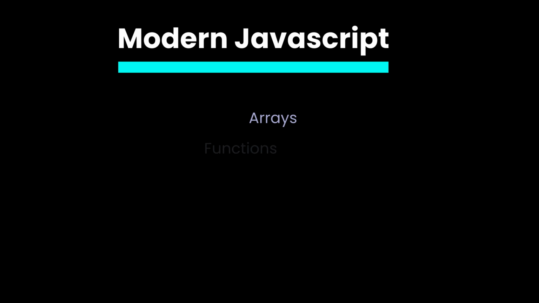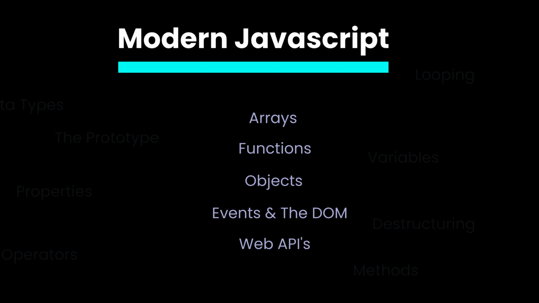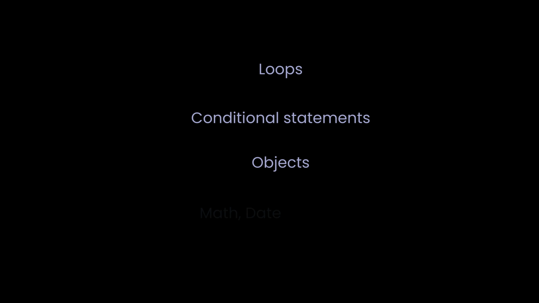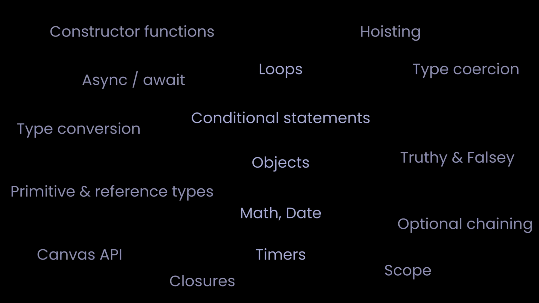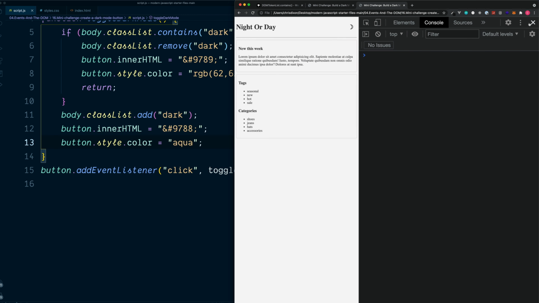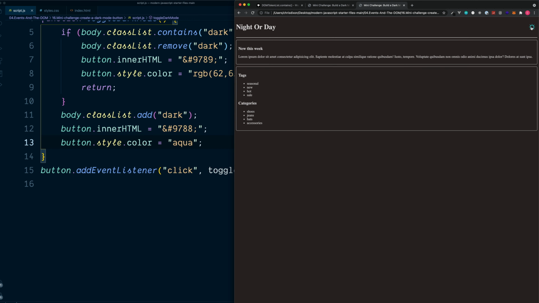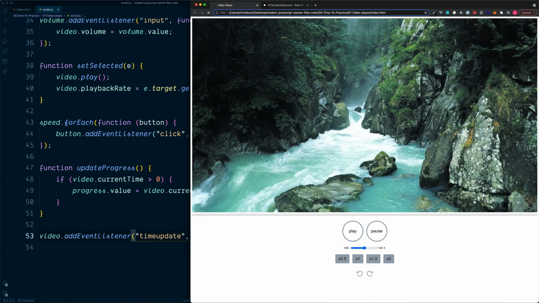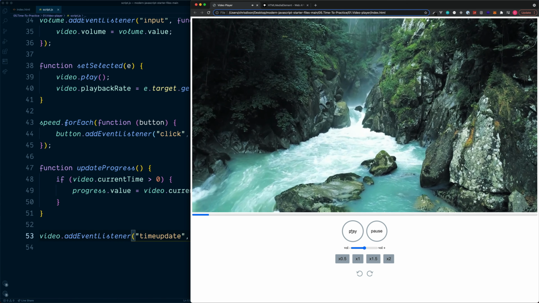This class covers many JavaScript subjects, covering all of the basics including arrays, functions, objects, events and the DOM, web APIs, including loops and conditional statements, a deep look at objects, math, date and timers, and all of the details which you need to know in between. All of these topics are covered in a clear and structured way, all while building practical projects as we go, including real-world example use cases and also some mini challenges too.